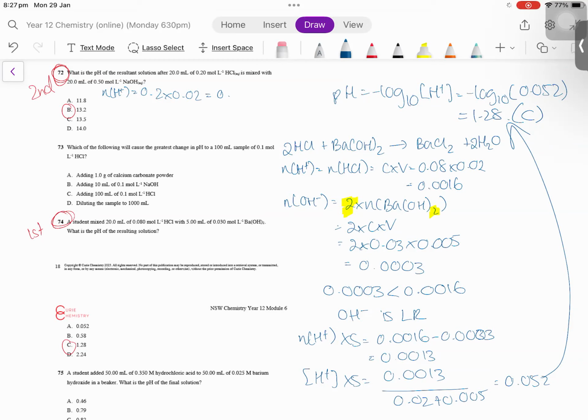After the 0.013 bit, now that I've got the moles in excess, I follow my steps and I go to do concentration. So what I've done here is C is equal to n over V. This is the total volume after I've mixed the two together. So the acid was 20 mL and the base was 5 mL. So I've just added the two together to get the final volume for the mixture.